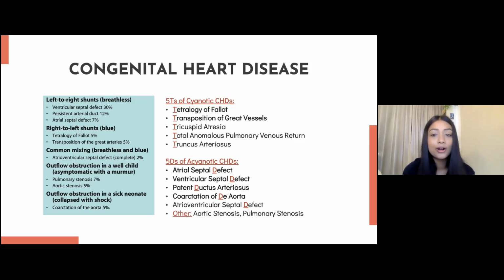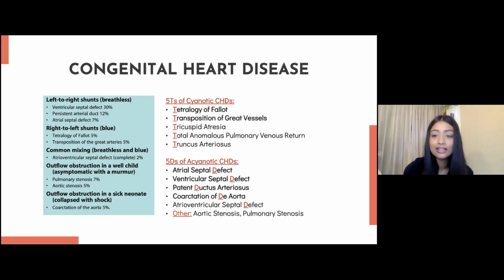Acyanotic heart diseases are more common. There's a lot more conditions on your matrix. I've bolded the ones that we need to know in more detail. So there's ASDs, VSDs, PDA, as well as coarctation of the aorta. And with the cyanotic heart diseases, there are very many, but the main ones the faculty wants us to focus on are tetralogy of Fallot, as well as transposition of the great vessels.